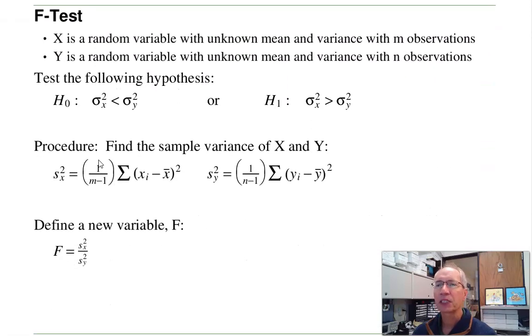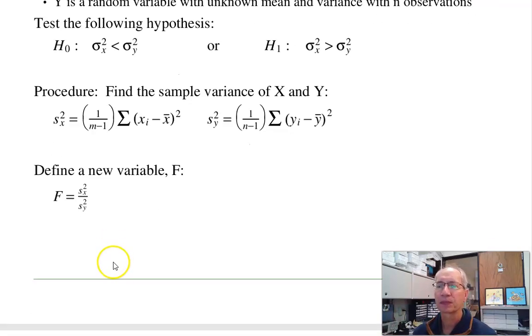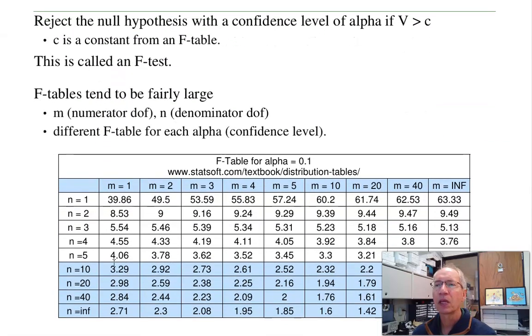The way an F test works is, for example, suppose X is a random variable with unknown mean, unknown variance, and m observations. Y is a random variable with unknown mean and variance and n observations. The hypothesis is that the variances are different. The procedure is to first compute the variances of the two populations, then calculate a new variable f that's the ratio of the two. And f is always greater than 1, so if the variance of x is less than y, you flip it. Once I have the f score, I can convert that to a probability by using an f table.